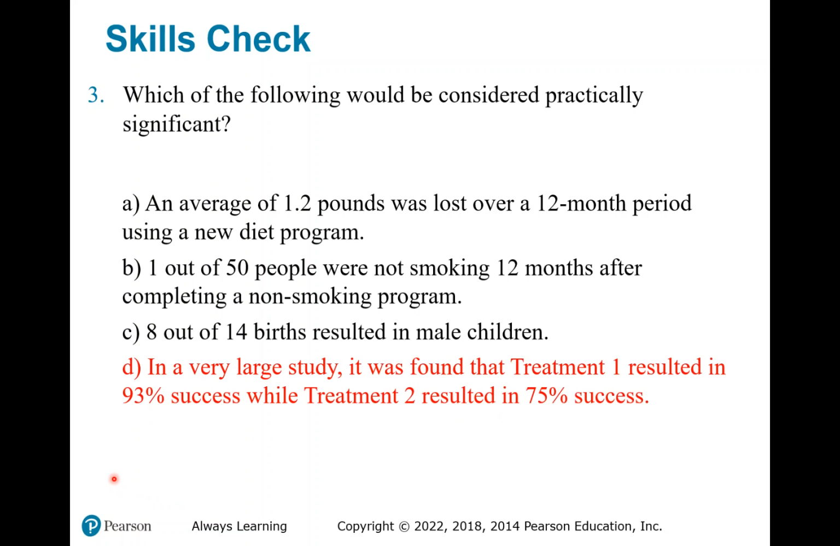So which of these is going to have some practical results? Option D would. Here we have a large study and we have very high percentages of success rates. So it's highly unlikely that this occurred by random chance, and it's also such a large success rate that it would most likely have practical significance.